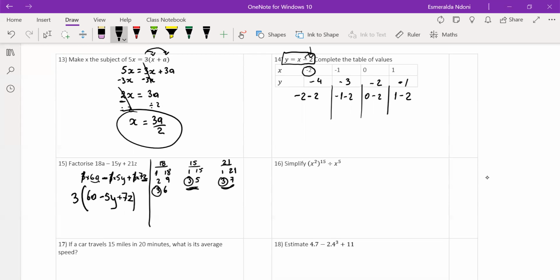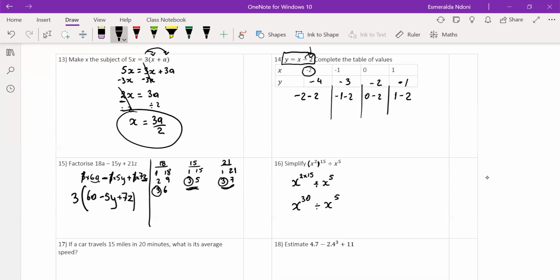Question 16, simplify. So we have now to apply index laws. The law, when we have brackets, like this question, tells you that you have to multiply them. So the first step you do, you write it as x squared times 15. This is how you get rid of this bracket. And we leave the other one as it is. So the first one, x is the base, 2 times 15 is the power of 30. We'll leave the other one.